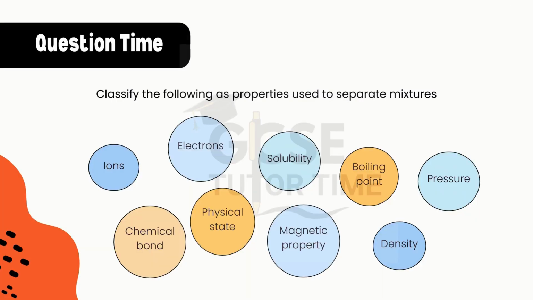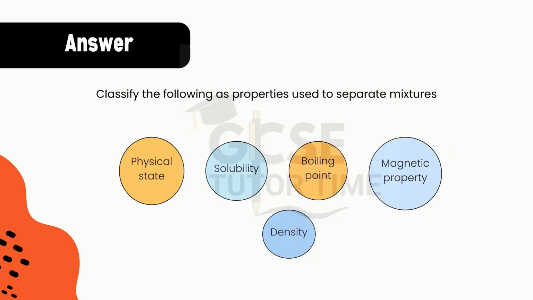Question time for you. Classify the following as properties used to separate mixtures: ions, chemical bond, electrons, physical state, solubility, magnetic property, boiling point, density, pressure. Pause the video, separate them out, and then check whether you were right or wrong. If you classified the properties as physical state, solubility, boiling point, magnetic property, and density, you are correct, because based on these properties, you can easily separate mixtures.